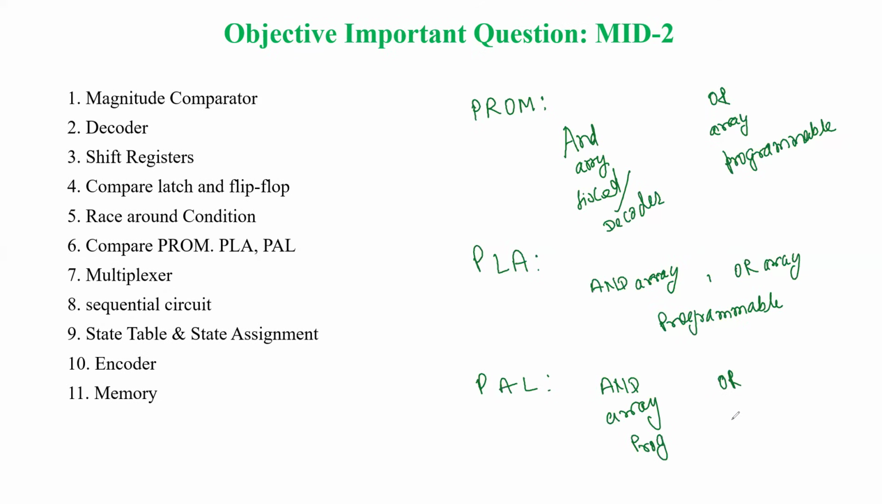And OR array is what? It is the fixed one. And here product terms will not be shared with another function. So that is the main difference between these three.